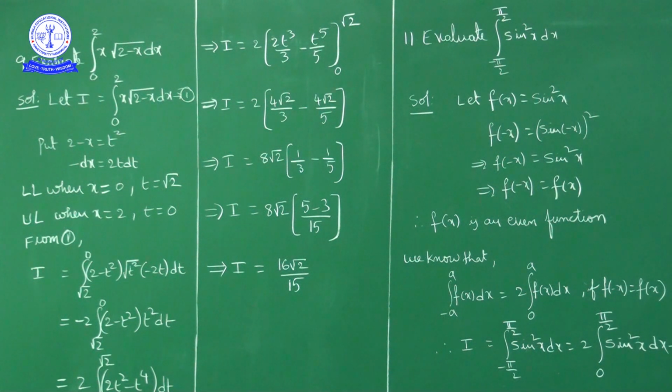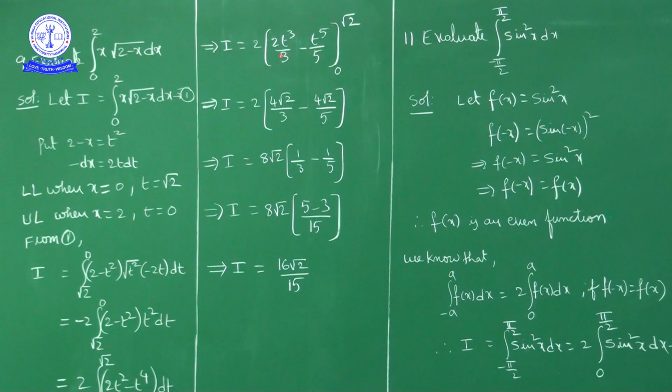Now if we integrate this part, what do we have? 2 into 2t square integration: the integration of t square is t cube by 3, minus t power 4 integration, which is t power 5 by 5, with lower limit 0 and upper limit root 2. By applying the upper limit, what do we have?